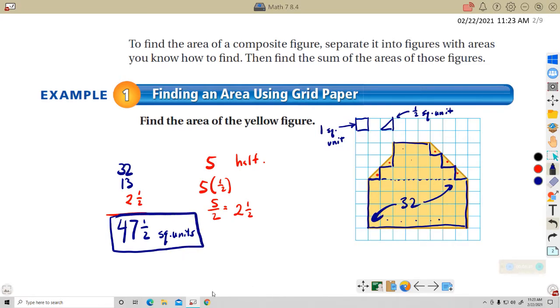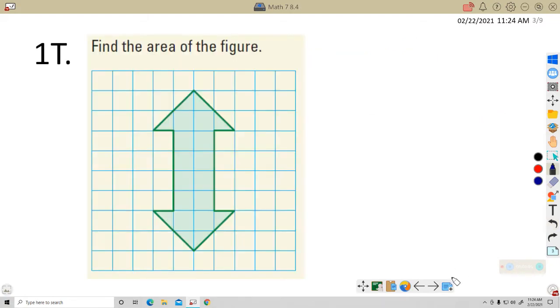All right. So I count up all the whole units, count up all the halves. I just have to multiply the number of half units by 1/2. 5 times 1/2 gets me 2.5 units. Makes sense. These two together would make 1. These two together would make 1, and I have another half left over. So 2.5.